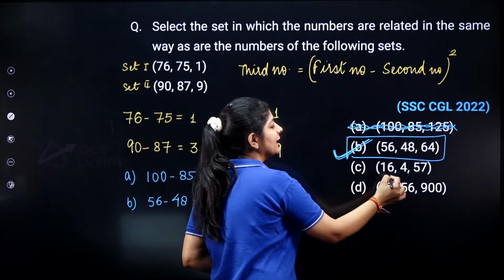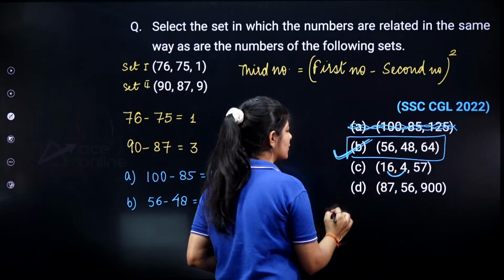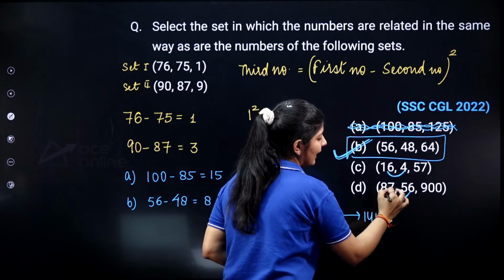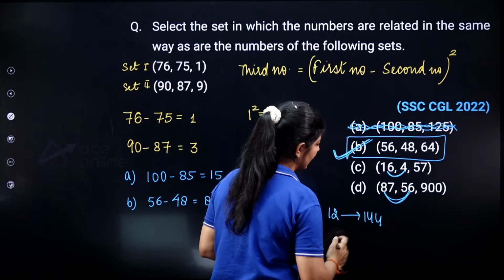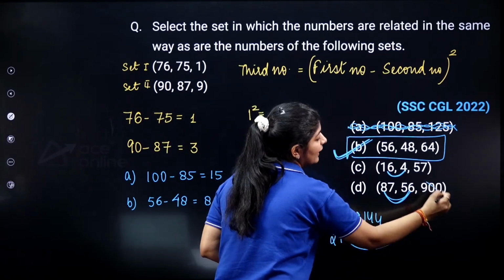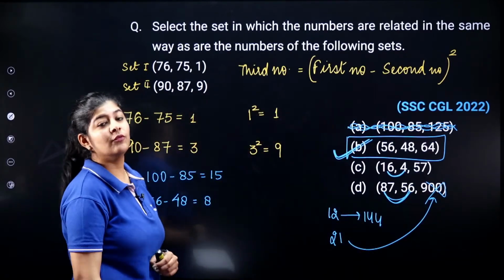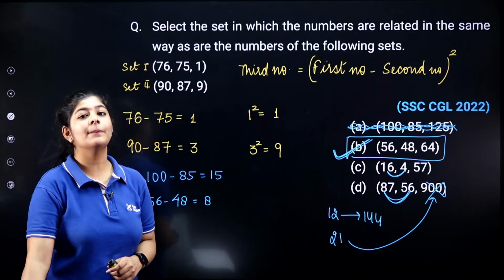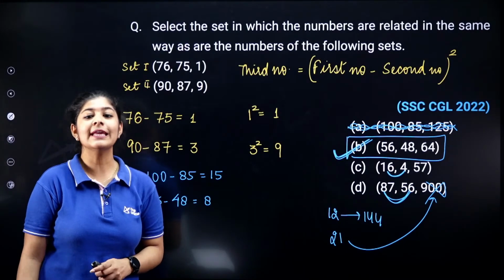Now, if you see the difference over here, the difference is 12, and the square of 12 is 144. Here, again, you can check. I am getting a difference of 21, and the square of 21 is not 900, that is 441. So, this is a very simple logic that you need to apply just to determine the correct answer.